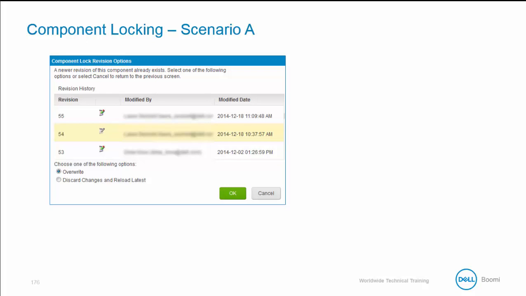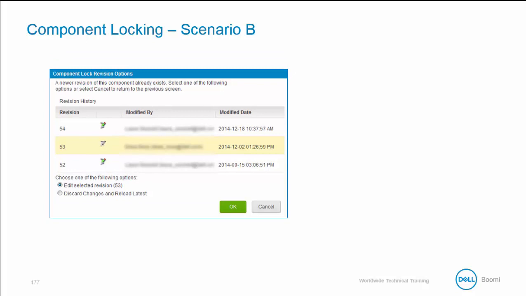One is that you can override, which means that your changes are saved as revision 3 and do not contain the changes the administrator made in revision 2. Or you can discard changes and reload the latest, which means that any changes you made to revision 1 and did not save are lost. Revision 2 opens, allowing you to edit, and your changes to the component are revision 3. Revision 3 has the administrator's changes from revision 2 if you did not intentionally change or delete them.